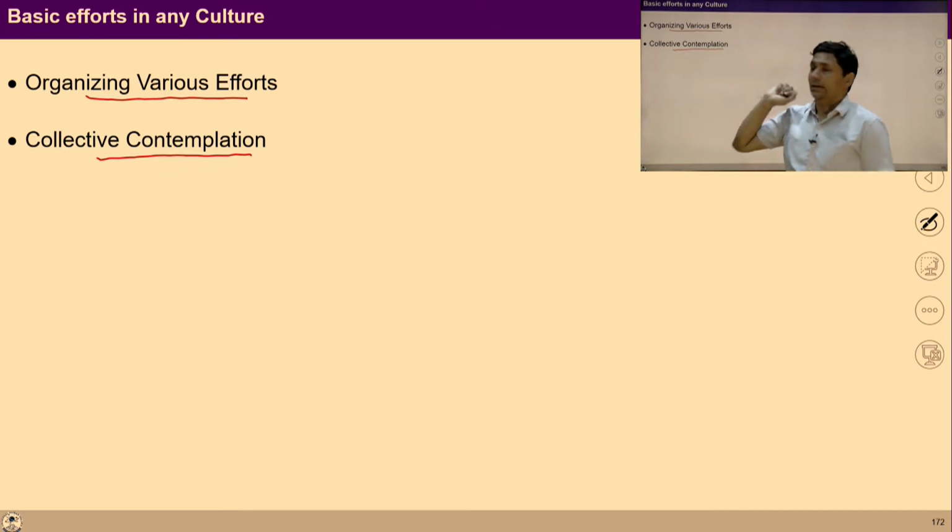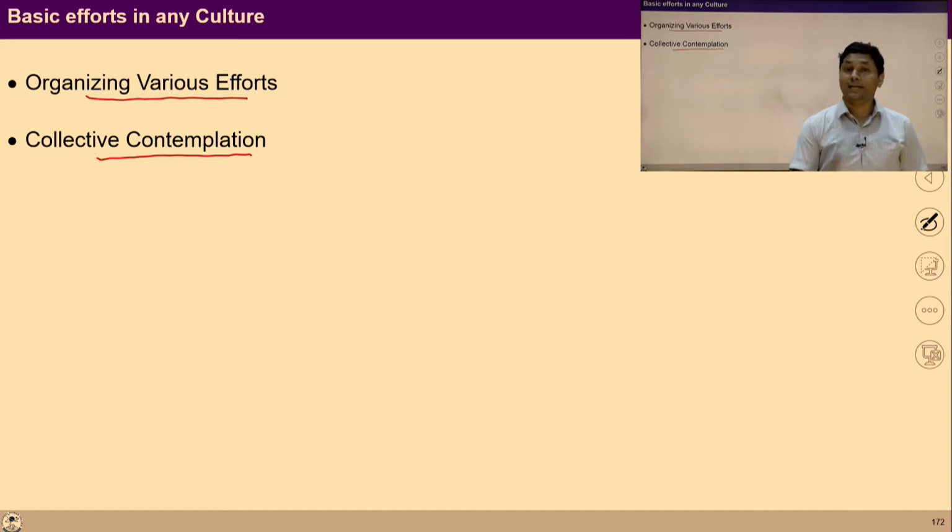Second is collective contemplation. In various cultures there is a provision of collective contemplation. Various gatherings are organized in a culture, and the purpose of this gathering is to evaluate yourself, to talk about the present situation, to talk about what is to be done, to talk about what is reality. So basically this collective contemplation is a way to investigate the present situation of the society, to investigate the present situation of yourself.